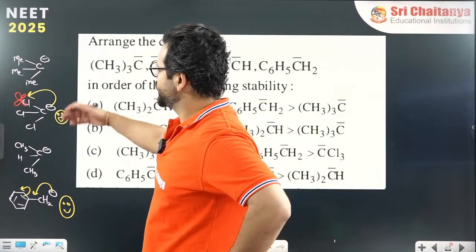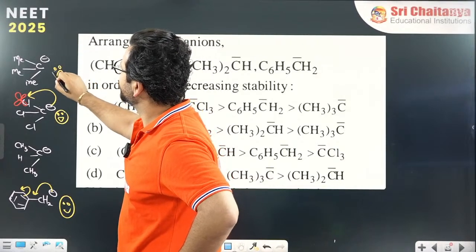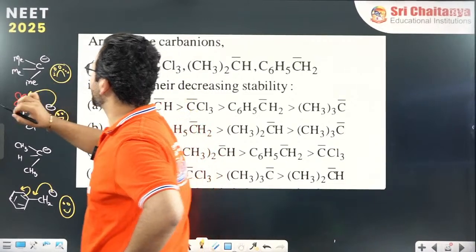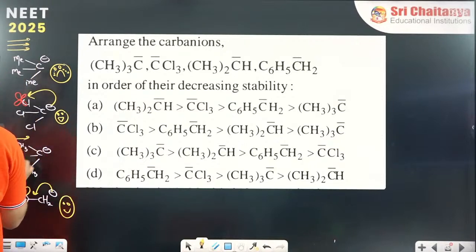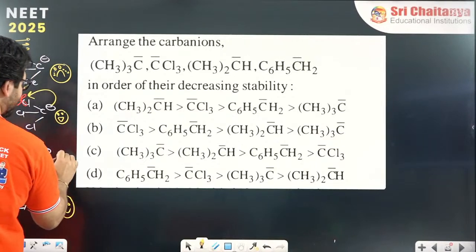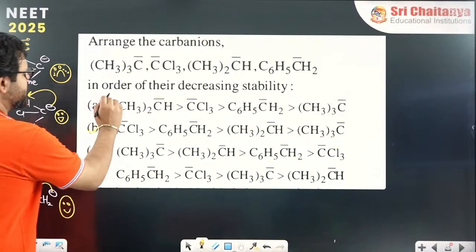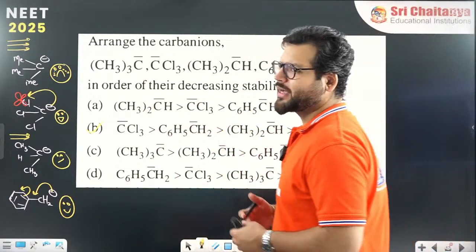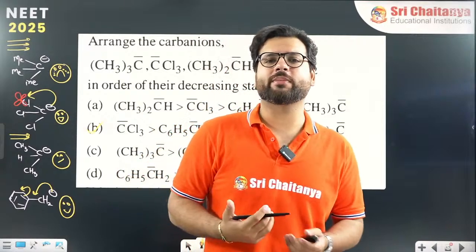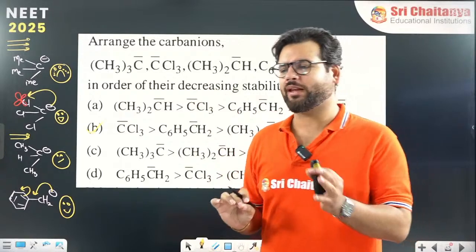Whereas the next two, this is a tertiary one. Tertiary is a very bad carbanion because here three groups are sending electron by plus I. Here two plus I. So this is somewhere in the middle. So the best one is the second option, B. Remember it. Generally chlorine is a minus I effect, but here chlorine is acting like a minus M. It is very rare, but in this case you have to learn it. Carbanion next to chlorine, very stable carbanion.